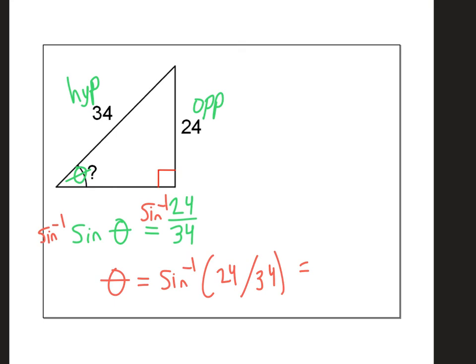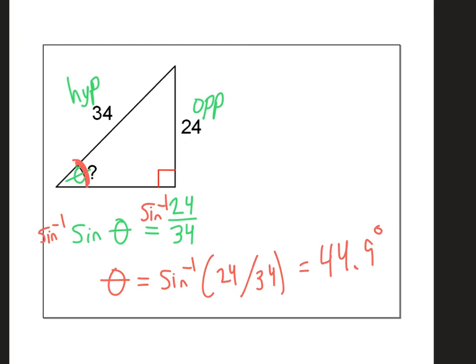So let's see what we do. Second sine, 24 divided by 34. Oops, I think I did a typo. Let me retype that real quick. And I'm getting around 44.9 degrees. So that's the measure of that angle there.